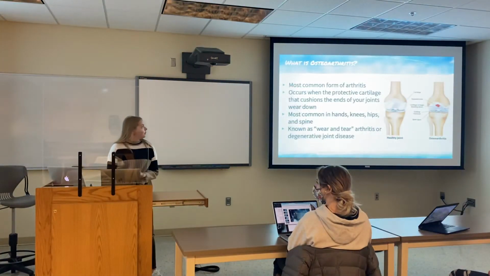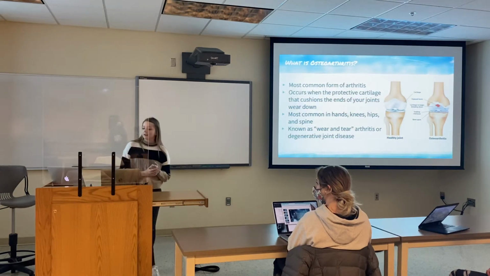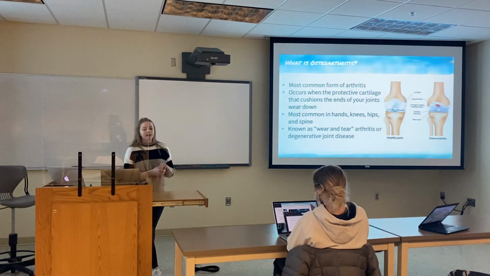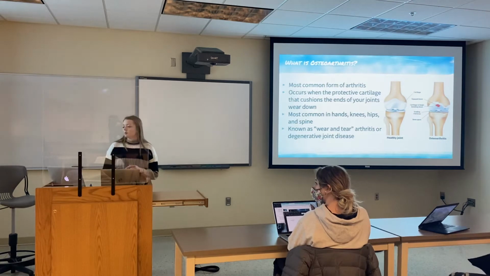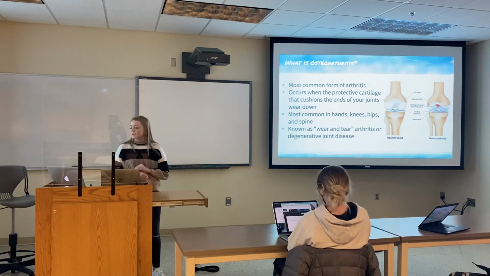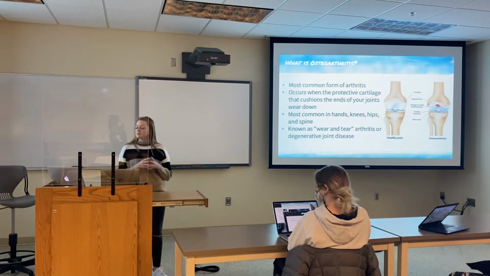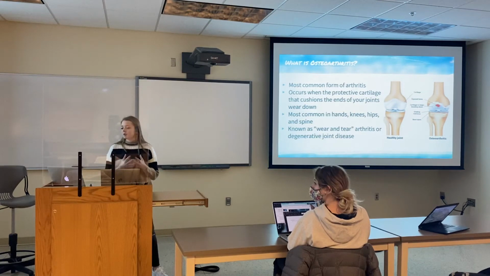So to start off, what is osteoarthritis? Osteoarthritis is the most common form of arthritis that is found in your hands, your knees, your hips, and your spine. And it occurs when the protective cartilage between your joints that cushions your joints and has a nice protective layer begins to deteriorate and wear down. The more common term for this is wear and tear arthritis or degenerative joint disease.